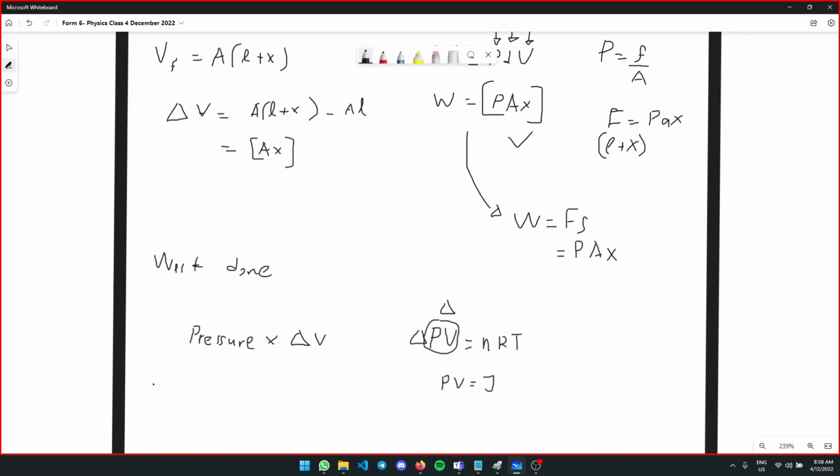So you can also write it like that. Another formula, maybe when you go to chapters 9 and 10, you will see the kinetic theory of gases. You'll see W equals P dV, or you might also see W equals P dV.